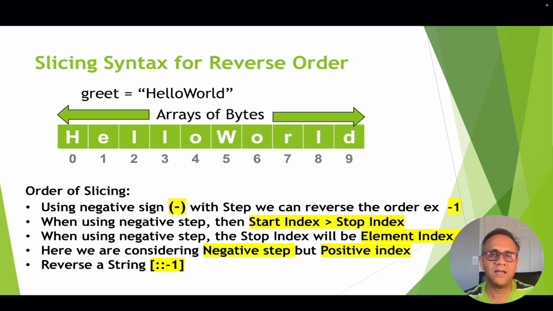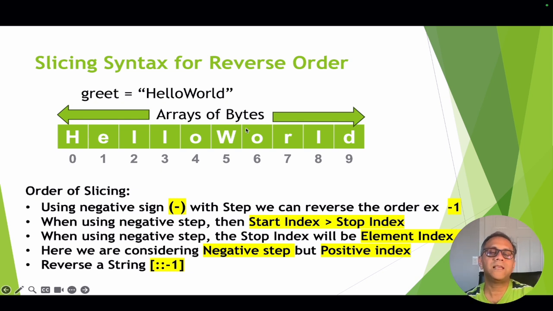Then what we understand is if we want to reverse the string, we need to use a negative sign in the step parameter. Let's say we are using -1. So it will go right to left. It will start from D and it will go D, L, R, O, W, something like that. It will reverse the string.